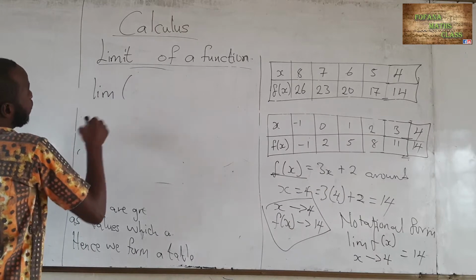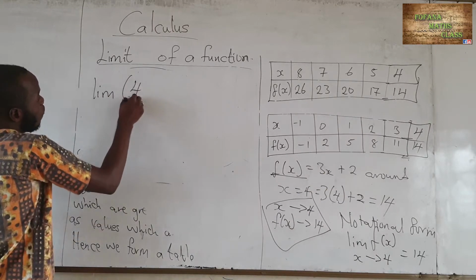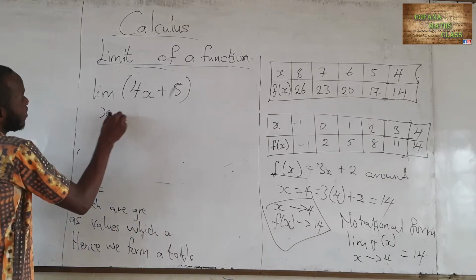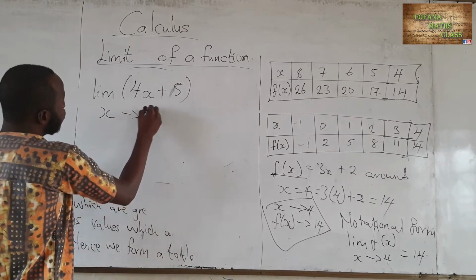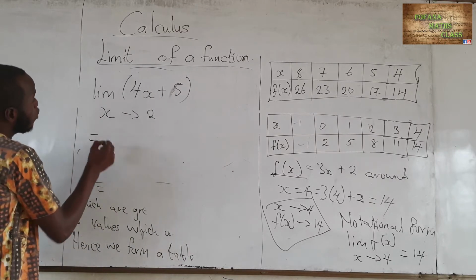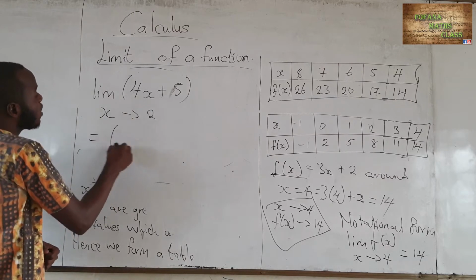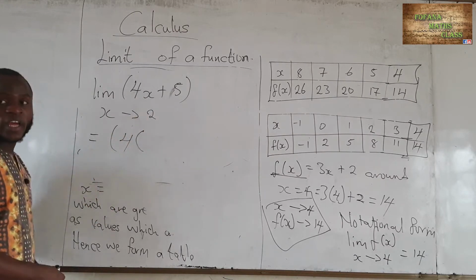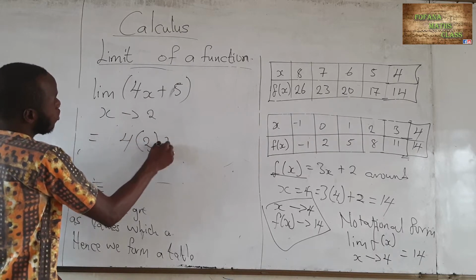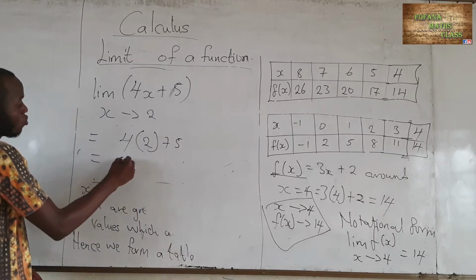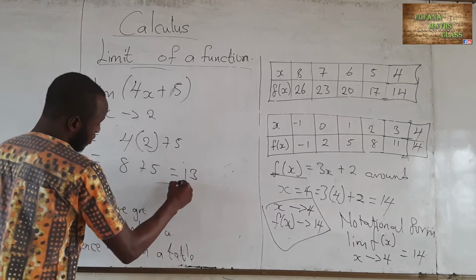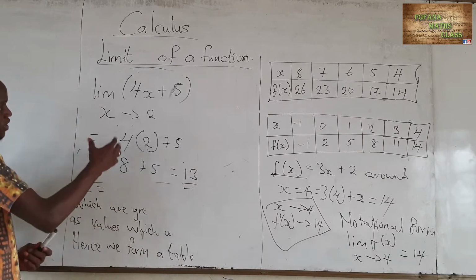I will give one short example. We look at the limit of a function, say 4x plus 5, as x approaches 2. So what will be the limit of this function? All you need to do is to substitute the x into the function. So we have 4 times x, which is 2, plus 5. We have 4 times 2, which is 8, plus 5, and that will give you 13. So this is a simple example.